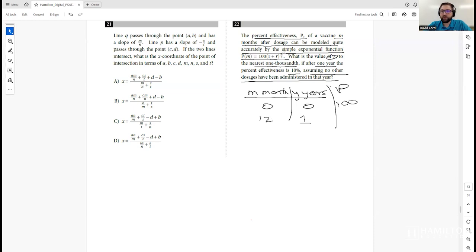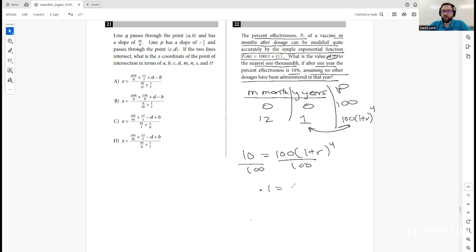So if I plug in 12 into our formula, we get 100 times 1 plus r to the 12 over 3, or 4. Okay, and that's going to be the equivalent to 1 year. But the question said that after 1 year, it's supposed to be 10%. So that's supposed to be our p. So 10 is equal to 100 times 1 plus r to the power of 4. To solve for r, we first need to divide both sides by 100.